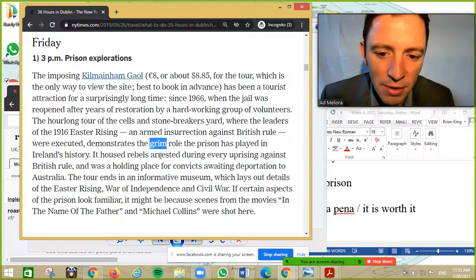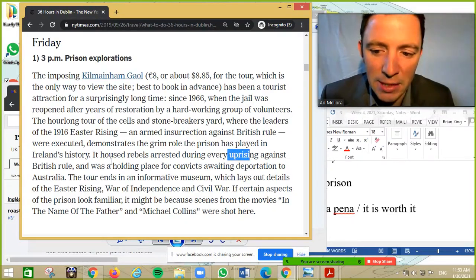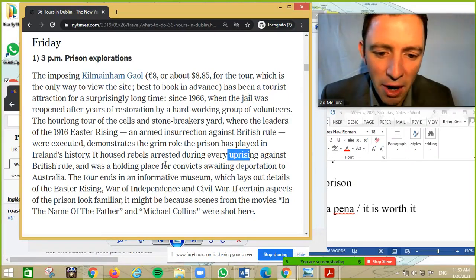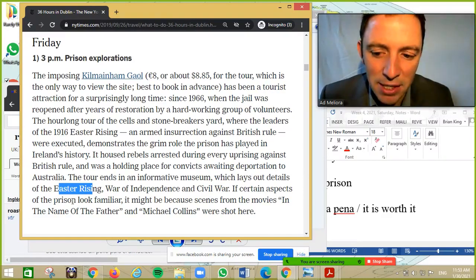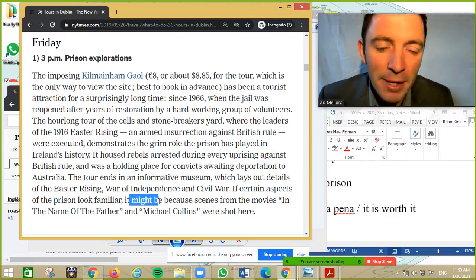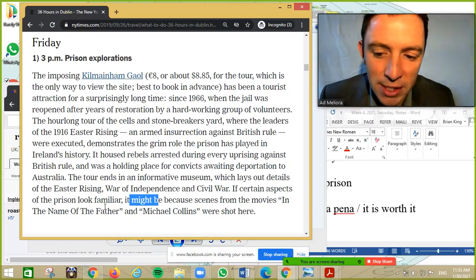It housed rebels arrested during every uprising against British rule and was a holding place for convicts awaiting deportation to Australia. The tour ends in an informative museum which lays out details of the rising, of the Easter Rising, War of Independence and Civil War. If certain aspects of the prison look familiar, it might be because scenes from the movies In the Name of the Father and Michael Collins were shot here.